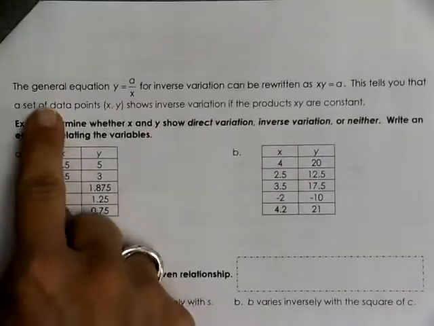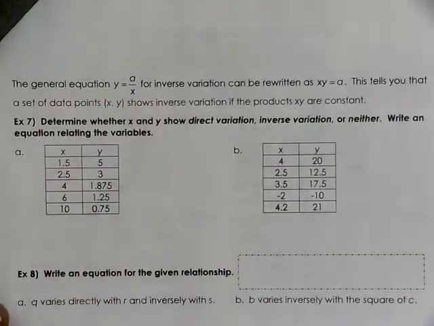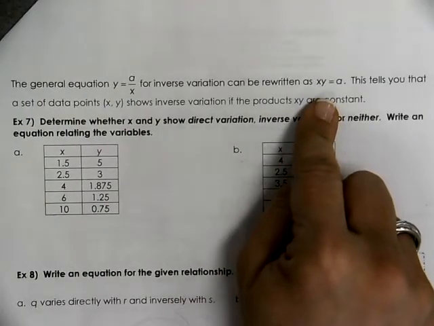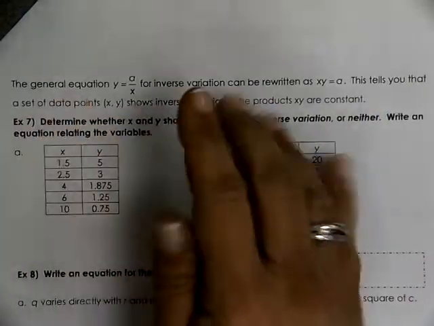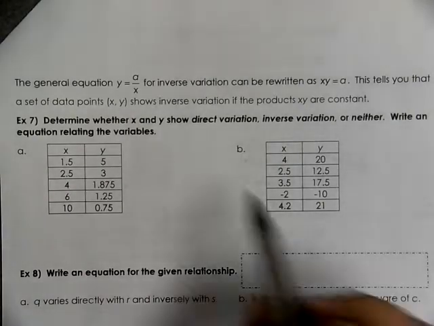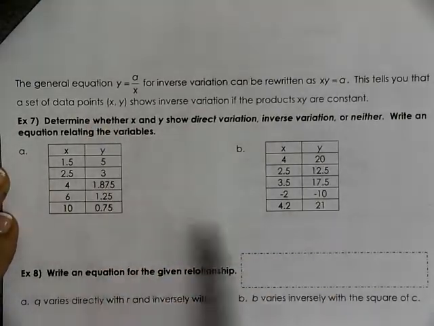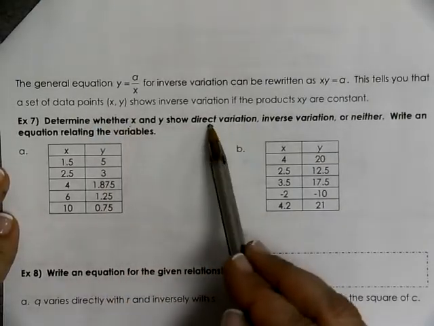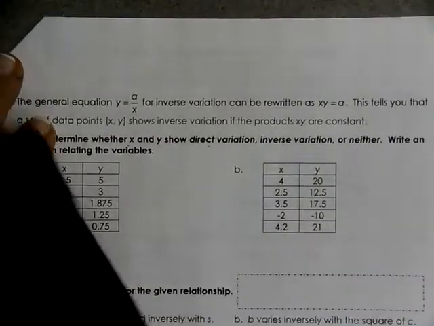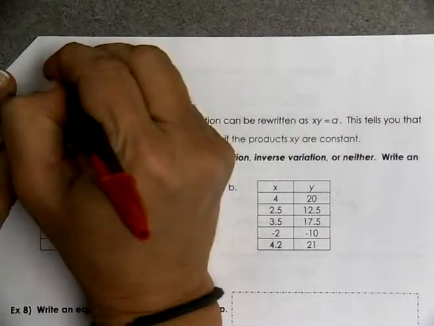So remember, we said that the general equation y equals a over x for inverse variation can be written as x times y equals a. So that tells us that any set of data points x, y shows inverse variation if the products x times y are constant. So in example 7, we're giving you tables, and you want to decide if x and y show direct variation, inverse variation, or neither, okay? So here's what I can tell you about that.